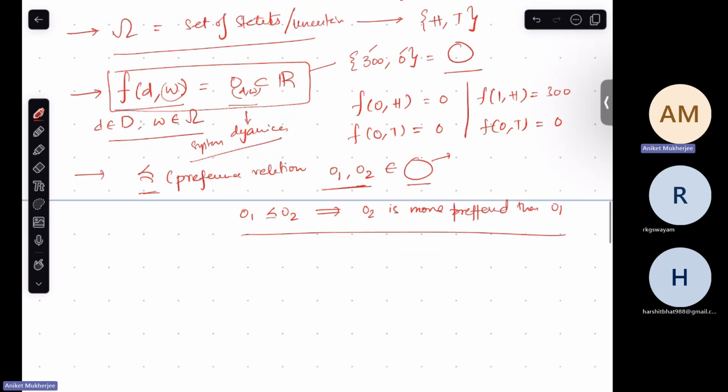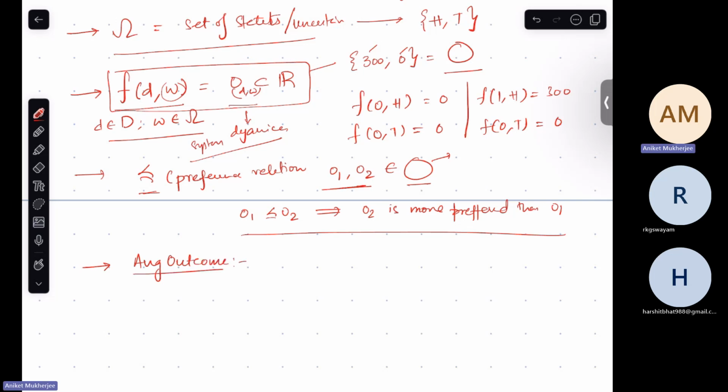Now, let's look at some approaches that we have already seen or some new approaches that we want to see, right? So the first thing is average outcome.